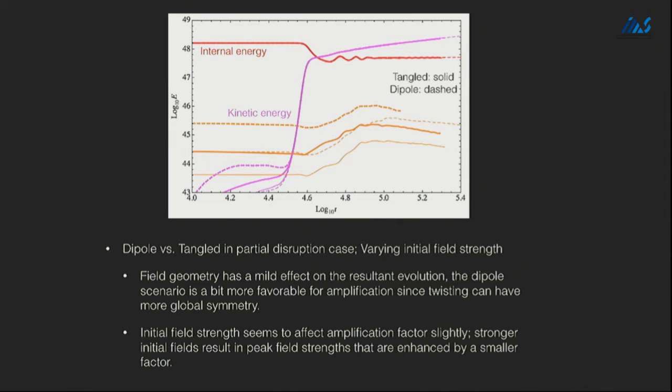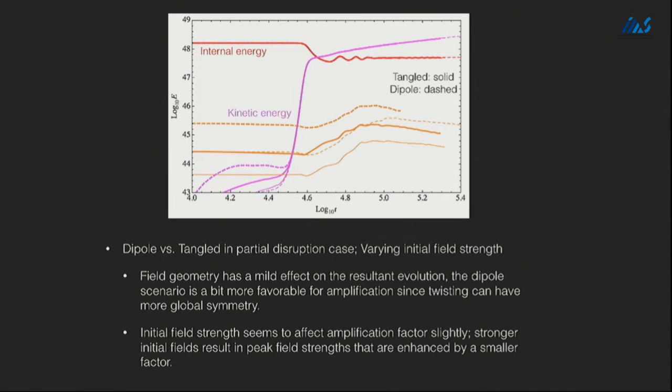So we tried a few different configurations and strengths just to see if we can get any trends. These are all partial disruptions. The dashed lines show a dipolar field configuration initially, where we put the dipole perpendicular to the orbital plane. And in all cases, you see a level of 10 amplification of the field. It also seems like we get a little bit more amplification in the cases where we start with a slightly weaker field to begin with, but it does seem like it's relatively close to converged, in the sense that if we increase the field strength, it's not changing the amplification dramatically.